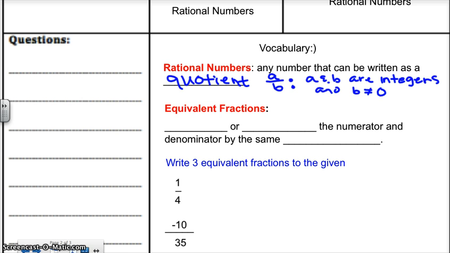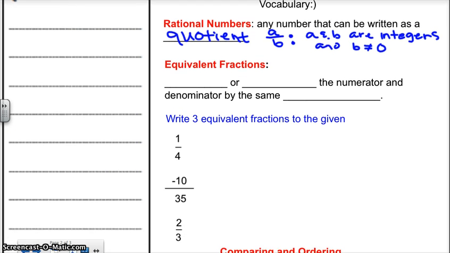Okay, so definition. Any number that can be written as a quotient, A over B, such that A and B are integers, whole numbers and their opposites, and B does not equal 0. That means you can't have a decimal fraction. That means you can't have like 3.2 over 5.5. That is not a rational number, okay? A rational number is any integer, and integers are not defined as decimals, okay?